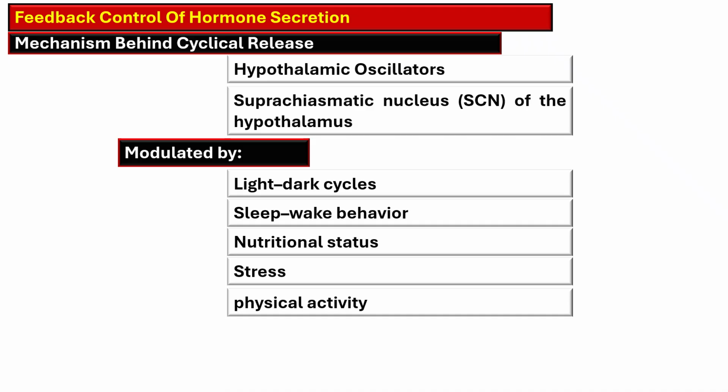This cyclical release of the hormone is governed by hypothalamic oscillators and the suprachiasmatic nucleus of the hypothalamus that function as a biological clock, and it is modulated by the light dark cycle, sleep wake behavior, nutritional status, stress, and physical activity of the person.